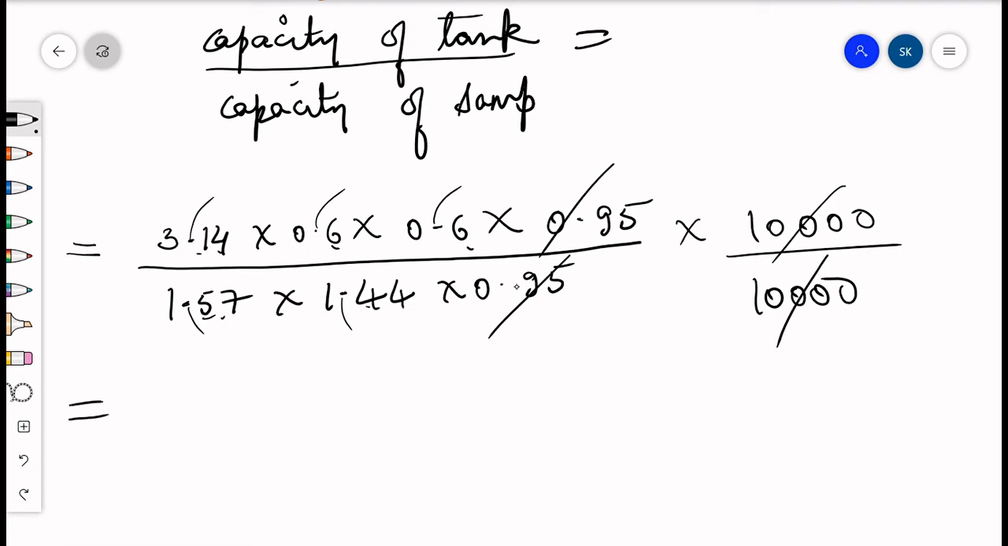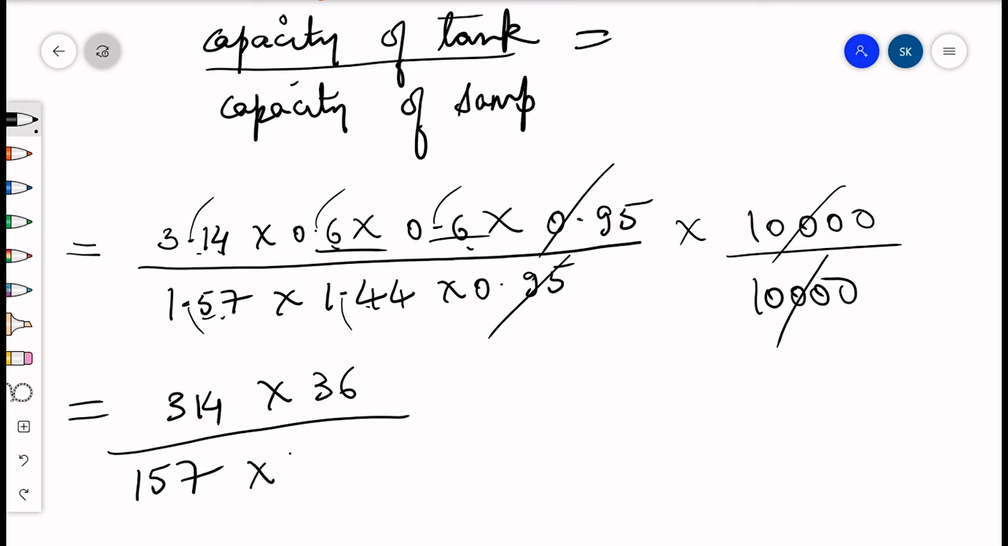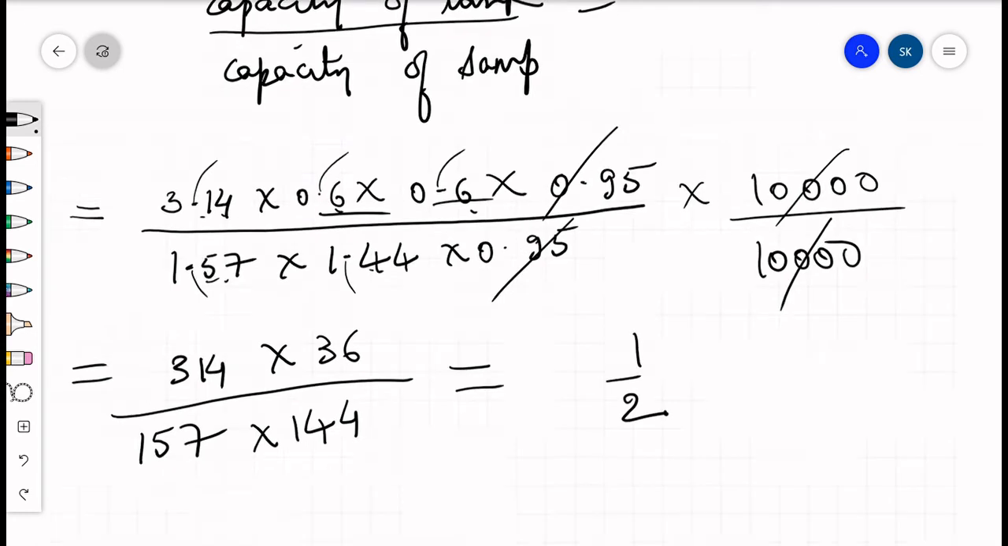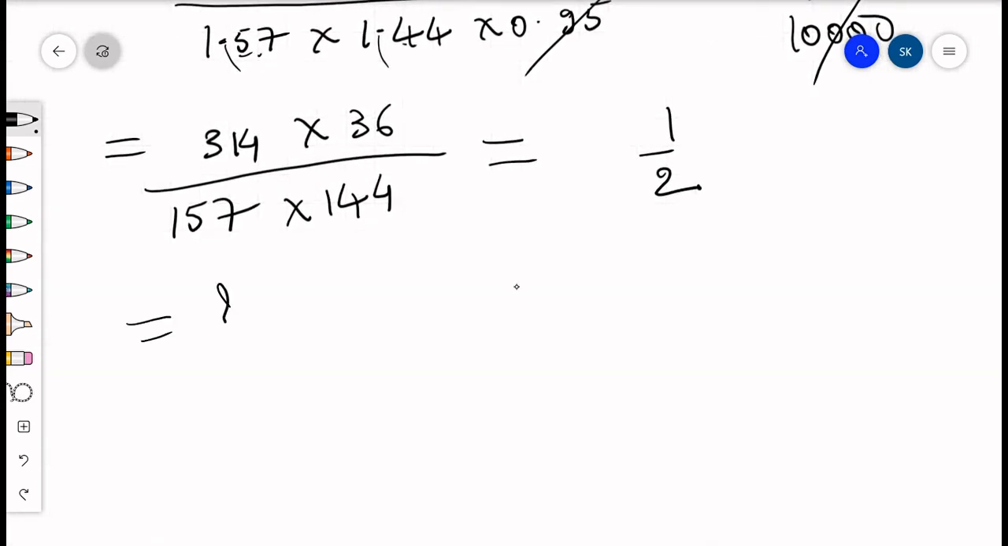So you are left here with 314, and 6 into 6 gives us 36, divided by 157 into 144. Okay. Now simple division is there. Just solve it and you'll get the answer 1 by 2. Then write down the final answer. Compare capacity of tank with that of sump. So you will write capacity of tank with that of sump is 1 by 2.